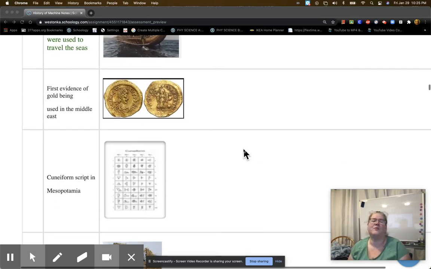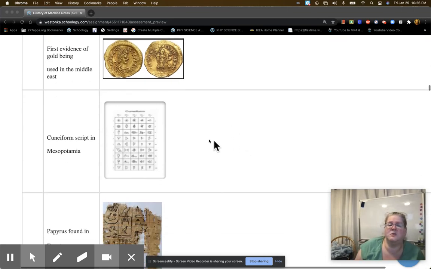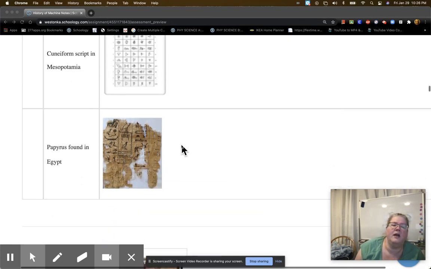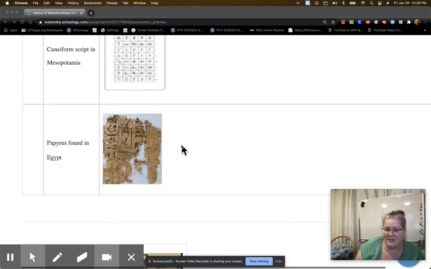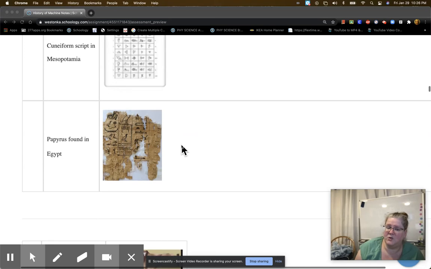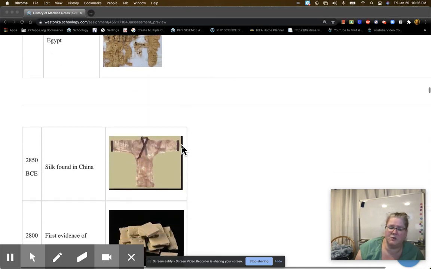Now, big deal. First evidence of gold being used in the Middle East, and they were coins. And once you have money, because you have something that somebody else wants and you need something to trade for it, we've created a monetary system. And once you have a monetary system, you have to keep track of how much you've got and who owes you what. So, of course, cuneiform script came up in Mesopotamia. We found a way to write down, and this would have been on a clay tablet. And then we figured out papyrus and things like that could be used as an early form of paper, but that was papyrus reeds unfolded.